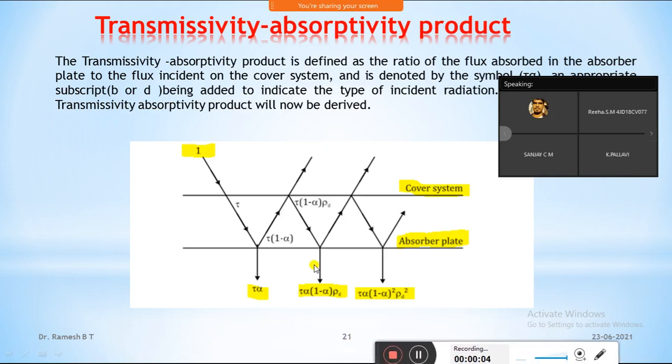A very good morning. In the previous class, we discussed the transmittivity of the cover system, that is, tau is equal to tau r and tau a. We derived the tau r value as well as the tau a value, and finally got the tau value, and based on that we also solved a problem. Similarly, today we are going to discuss the transmittivity and absorptivity product, that is, tau into alpha.